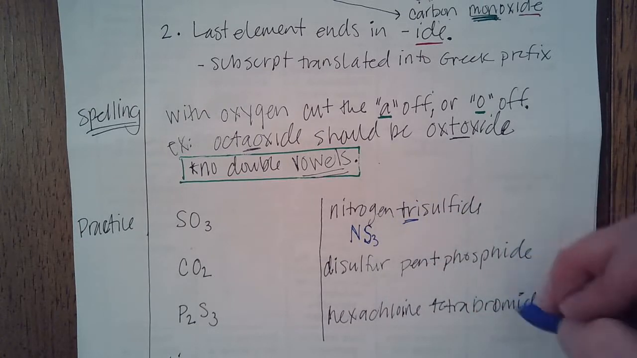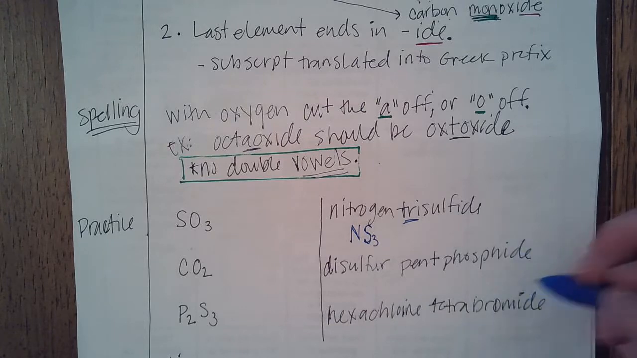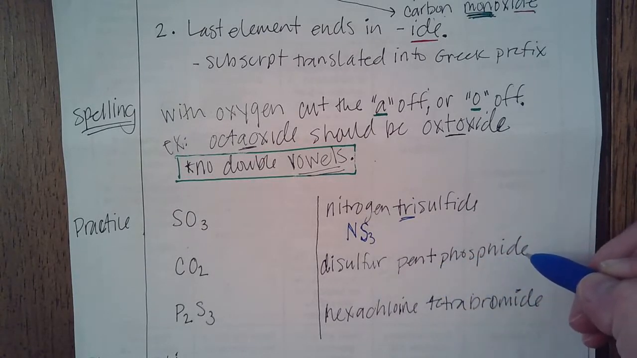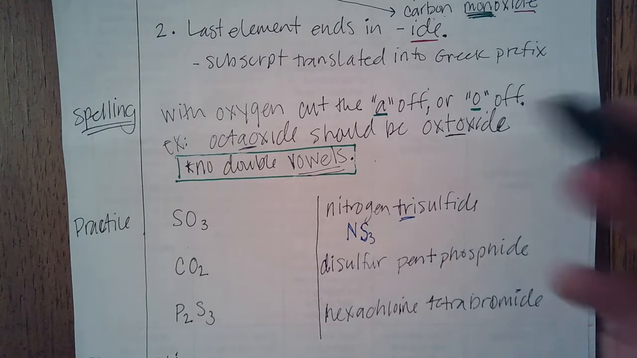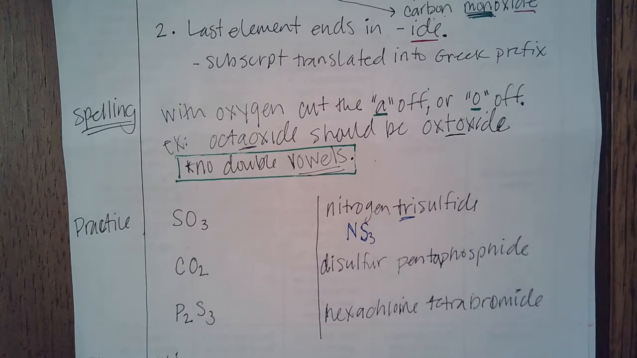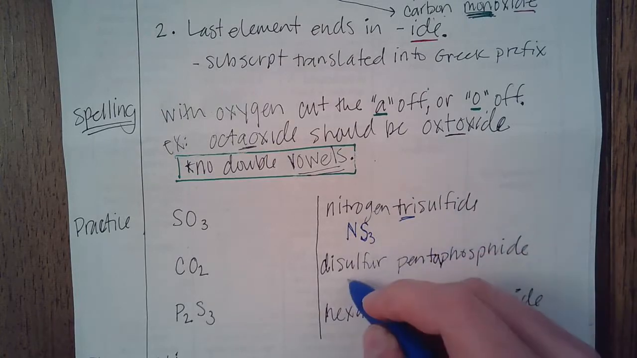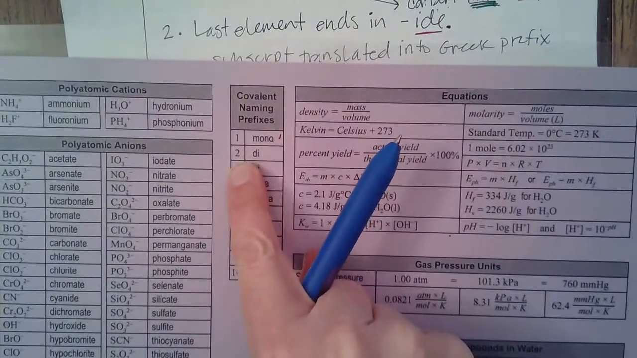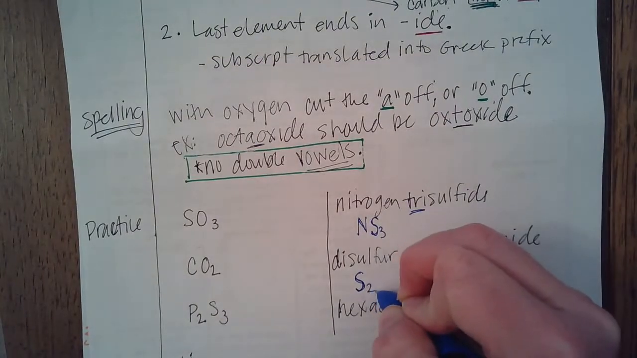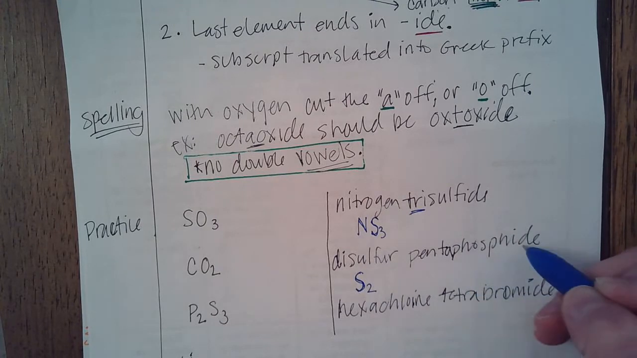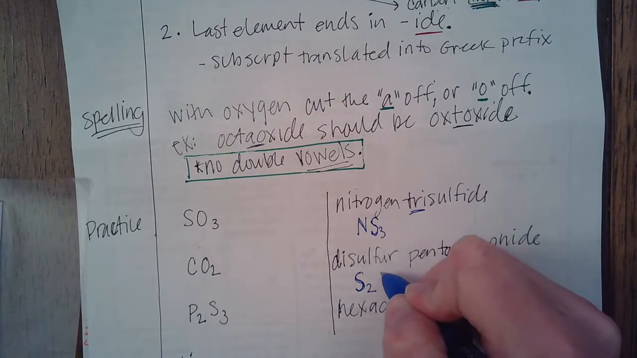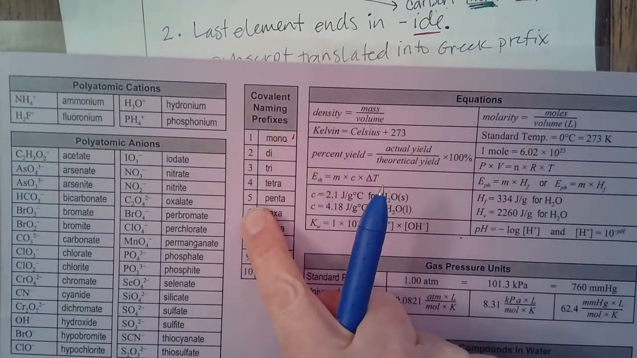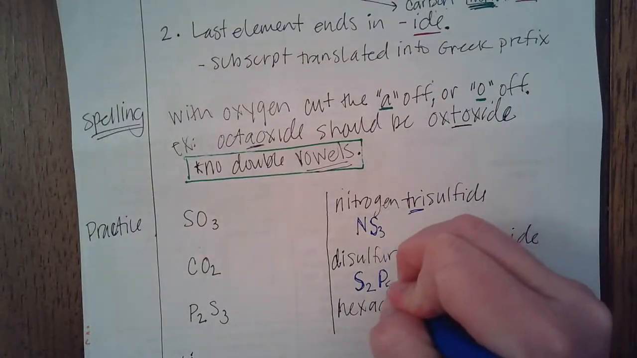So again, if you didn't get these two because you didn't know what you were doing, pause it now and see if you could do these two. All right, so disulfur pentaphosphide. I spelled that wrong. Pentaphosphide. So again, we have sulfur. We know that. And see how this is a di right here? So we look here. Di is 2. So that's 2 sulfurs. And then we have phosphide. So that must be phosphorus. So we're going to put a phosphorus right here. And then it's penta. So we look and see penta is 5. So P5.